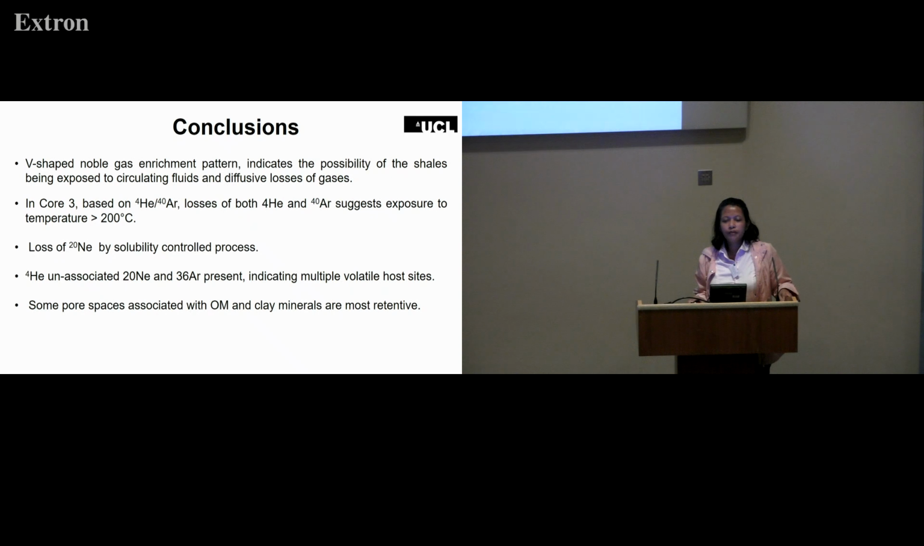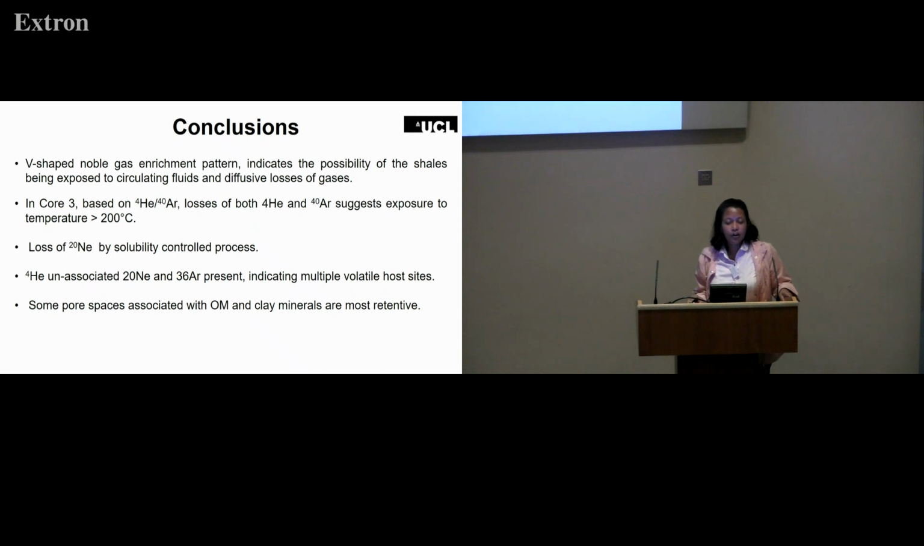And in core 3, based on the 4 helium and 40 argon ratio, which deviated from expected 4 helium as well as 40 argon, we suggest that they've been exposed to very high temperatures. So the gases, there won't be appropriate samples to look for shale gas.